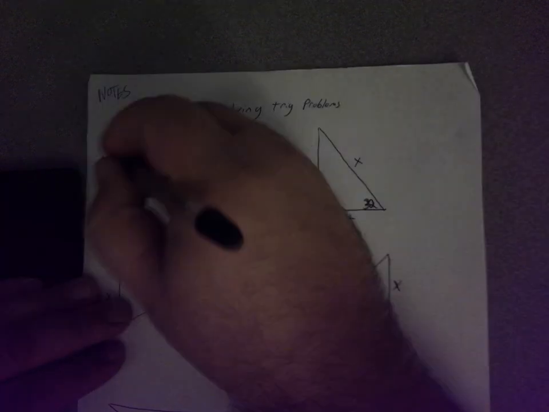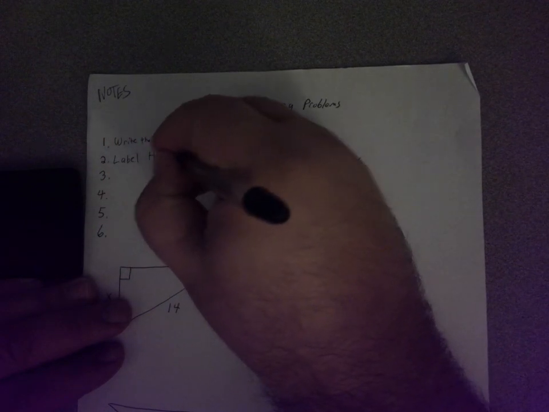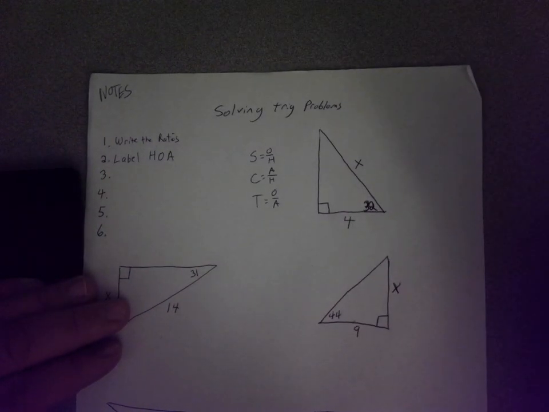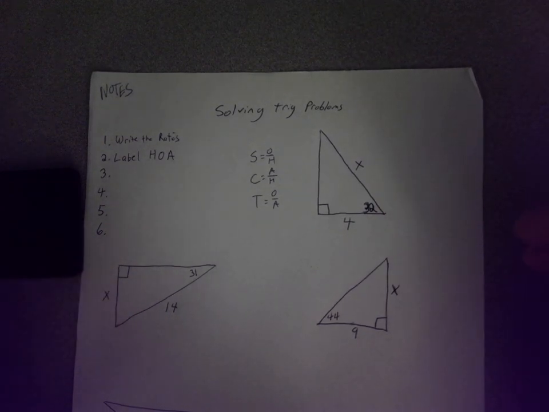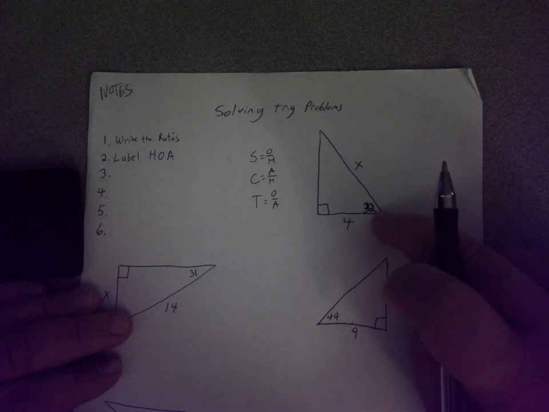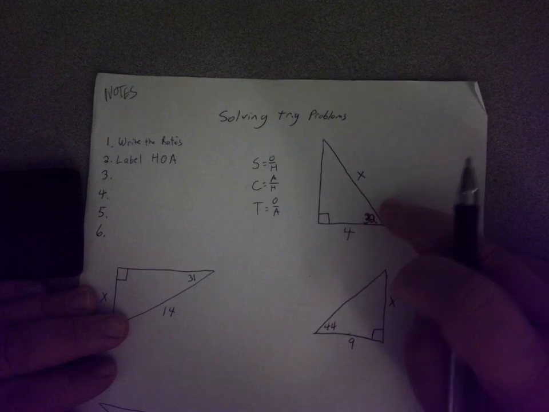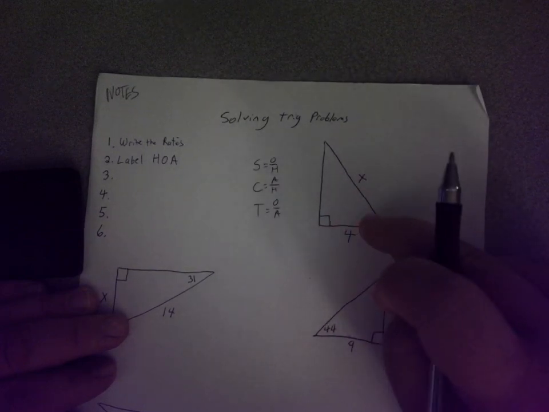The second step is to label H, O, and A. The way we label H, O, and A, we did this 2 days ago. You find the important angle, which in this case is 32. It's never going to be that one, and that one doesn't have anything on it. Imagine that you're in a haunted house. You're standing in this corner.